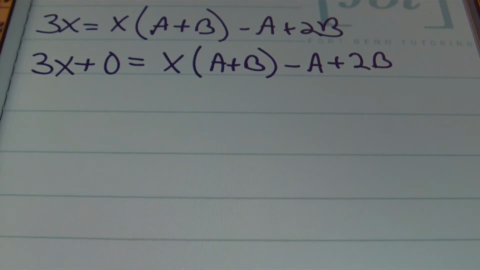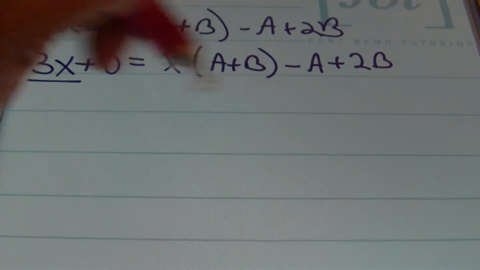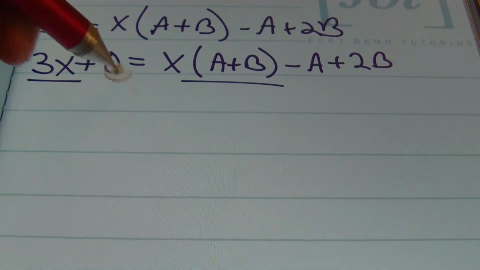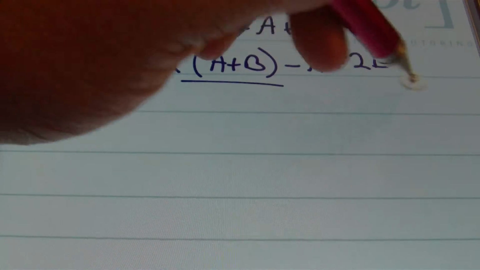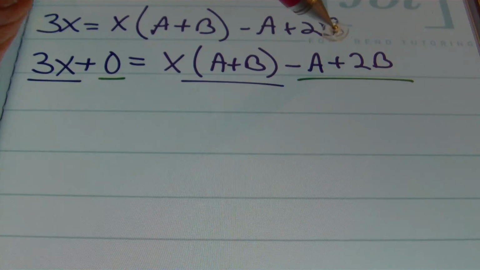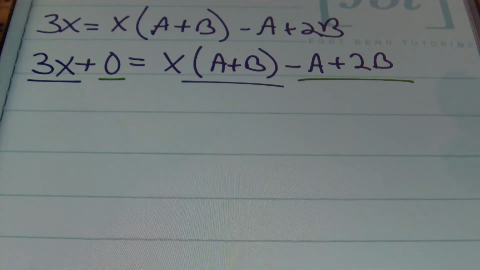From here, ladies and gentlemen, you want to look at your like terms on either side of the equal sign. For instance, I know that I have an x term here and an x term here, correct? And I also know that I have a constant 0 here and a constant negative a plus 2b on the right side. In other words, this value is not attached to the variable x. Therefore, I'll be able to set up a system of equations at this point.